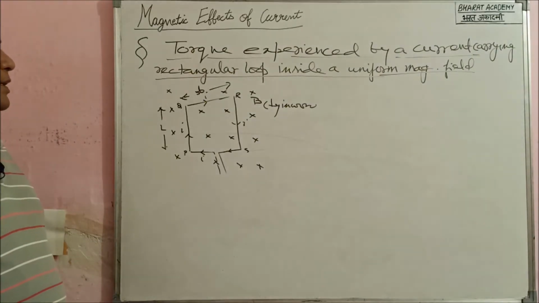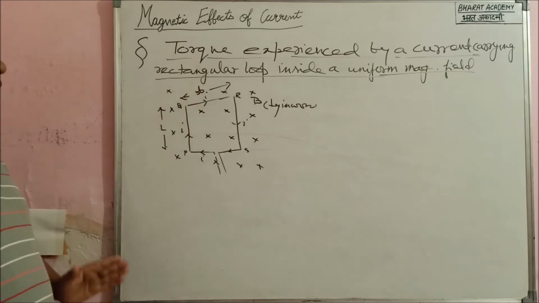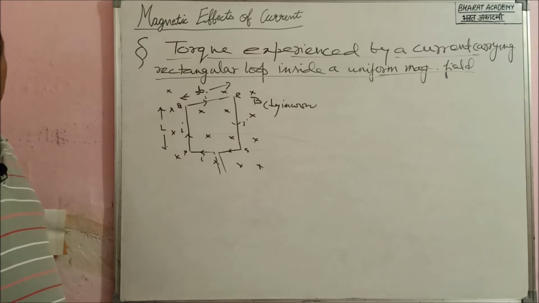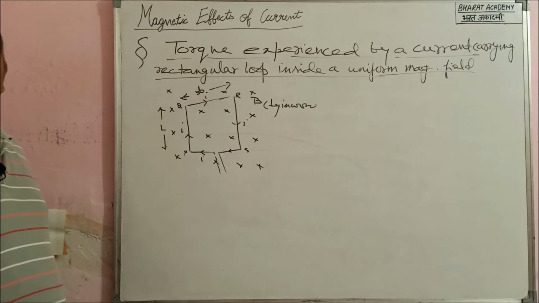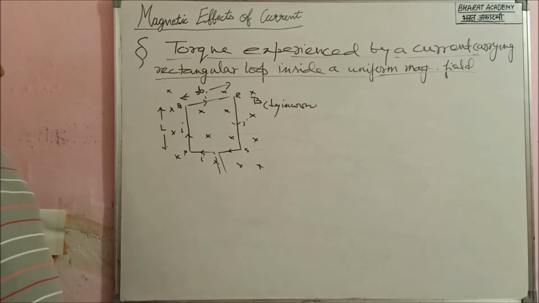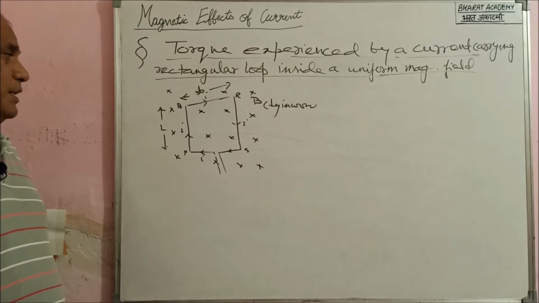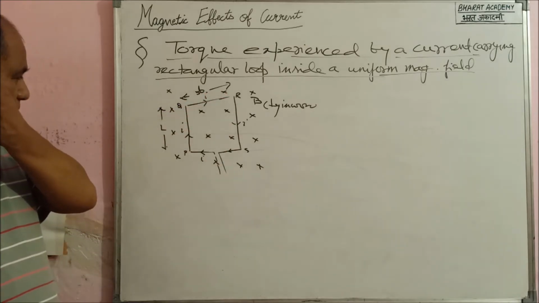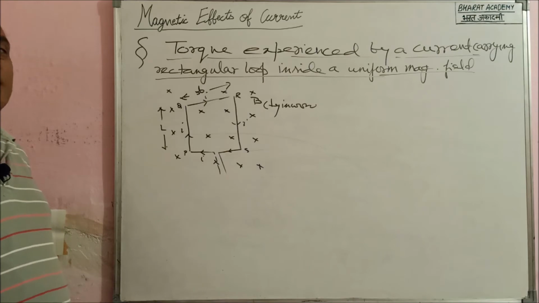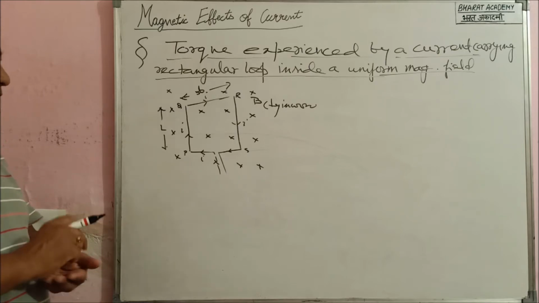So when a current carrying rectangular loop is placed inside a uniform magnetic field, what happens? It starts rotating. This is the practical aspect. It means a torque is acting on it, which is trying to rotate the loop inside the magnetic field, right? Our aim is to calculate that torque. So let us consider a loop PQRS of length L and width B placed inside a uniform magnetic field in a direction perpendicular to it. So what will happen? We will try to assess that.